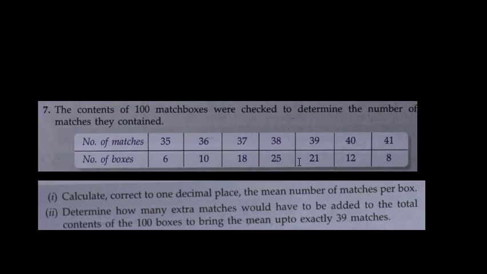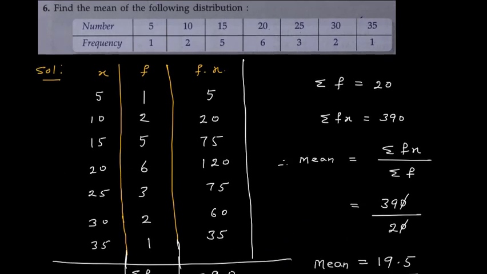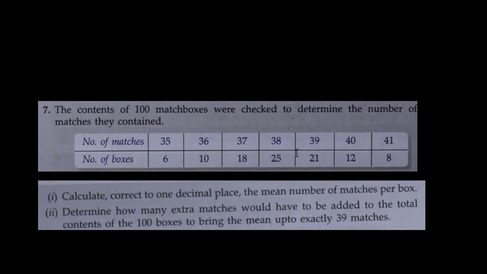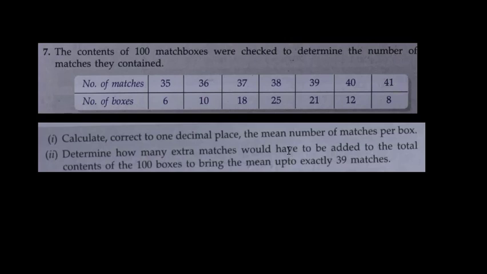Now let us see question number 7. I hope you got it, how we have to solve this question. Simple question. Now move to question number 7. The contents of 100 matches were checked to determine the number of matches they contained. The contents of 100 match boxes. Okay, 100 match boxes were checked to determine the number of matches they contain.